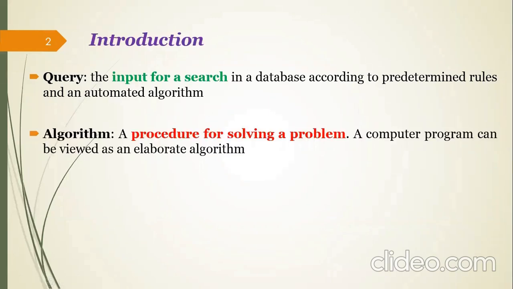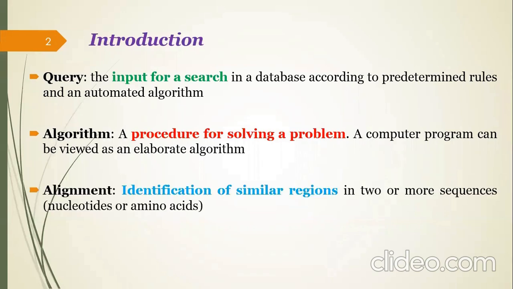And next is algorithm. What is algorithm? A procedure of solving a problem. This is simple. When we go for solving a problem, the procedure is the algorithm. A computer program can be viewed as an elaborate algorithm. If you need to go to the admin block, the way and the procedure you go through is an algorithm, and the same applies to bioinformatics and the computational sciences.